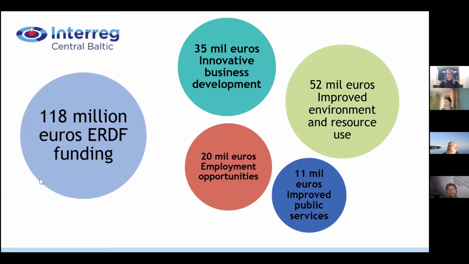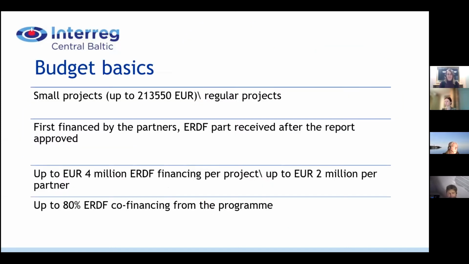So talking of budget, the total budget, as we have heard, is 118 million. And here we see the division of the budget for different priorities. And as you know, there are several objectives going under the innovative business and environment priority and one objective each for the employment opportunities and for the improved public services.